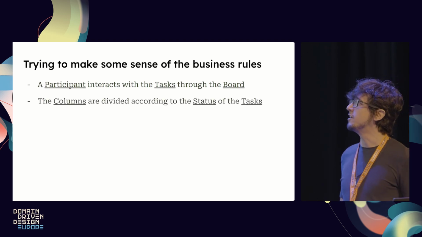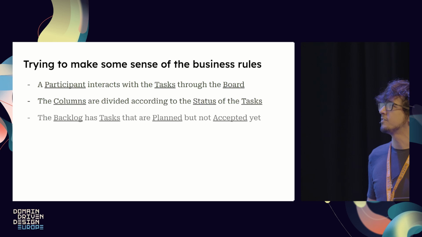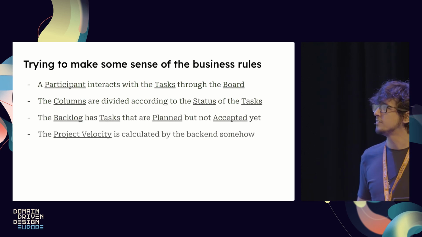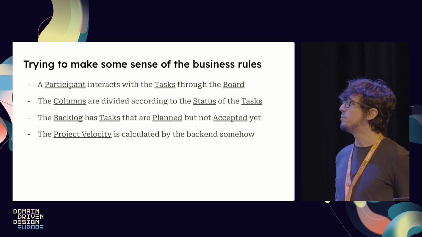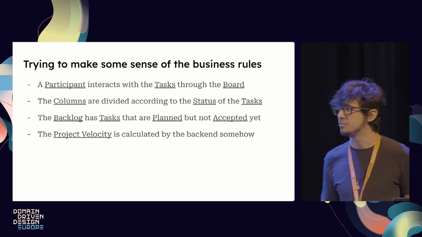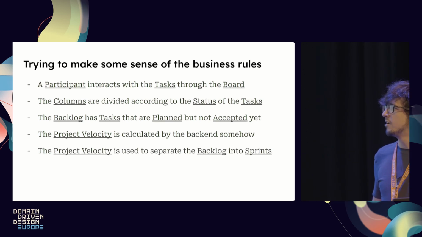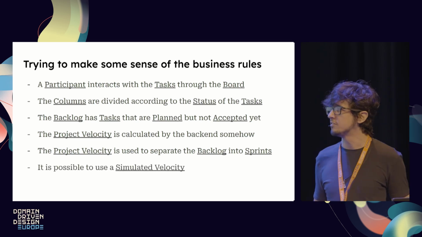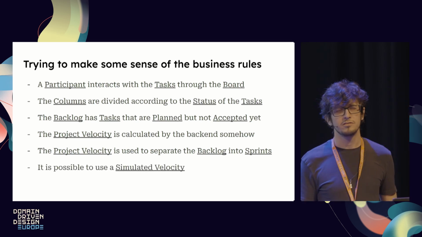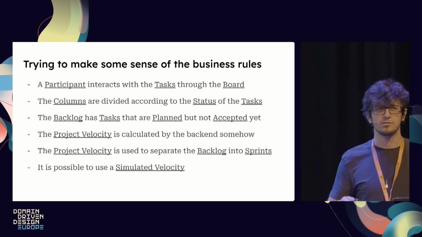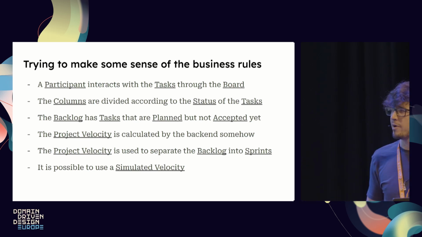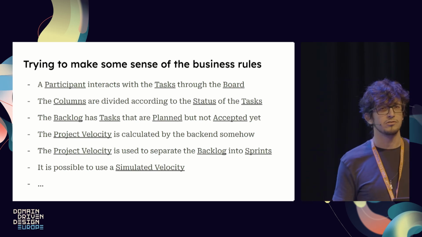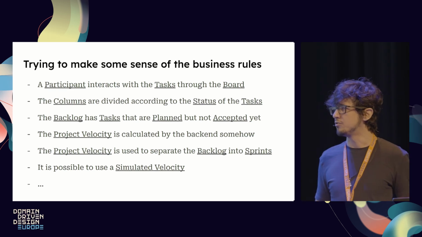And the columns are divided according to the status of the task. The backlog has tasks that are planned but not accepted yet. The project velocity is calculated by the backend somehow. They didn't mention how it's calculated, but that's okay. And the project velocity is used to separate the backlog into sprints. It's possible to simulate the velocity in the front end, so at some point you can ignore the data that you got from the back end and just simulate this velocity.